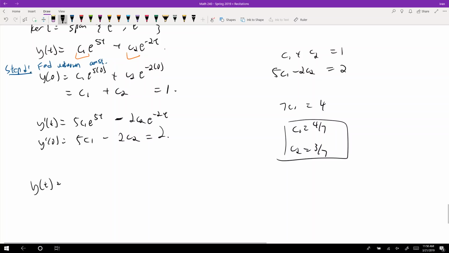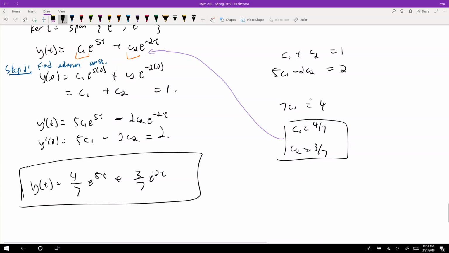To solve these initial value conditions, we know that it's going to be 4/7 e to the 5t plus 3/7 e to the negative 2t. Right, so we just plug these constants into the initial equation, and this is going to be my final answer. We actually did this on the homework a little bit before. So if you look at some of your previous homework problems, you've actually had to solve some problems with initial value conditions.